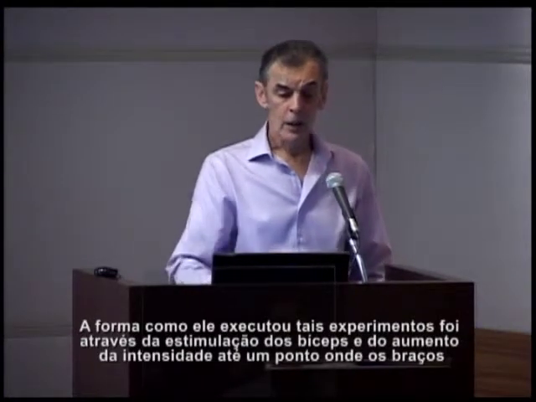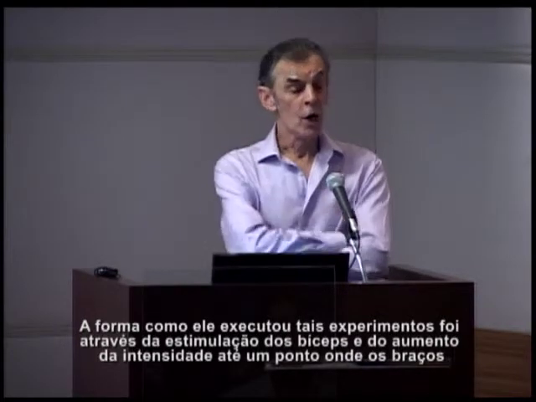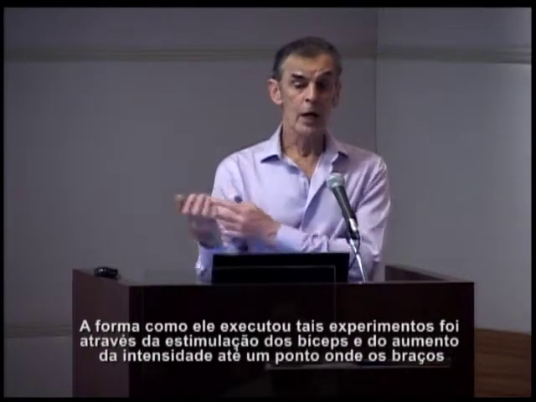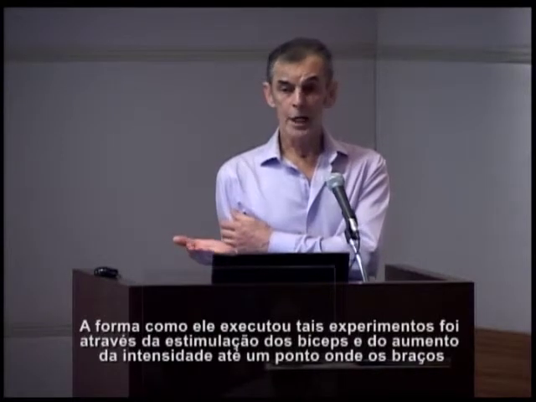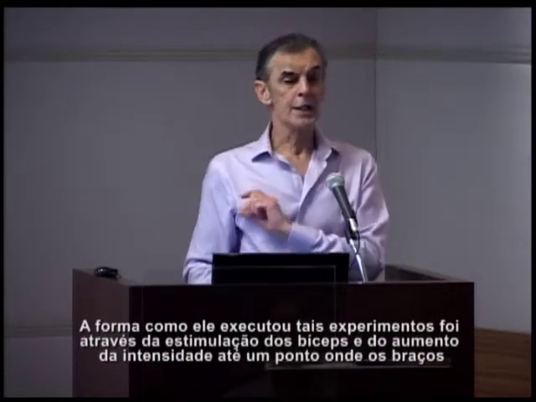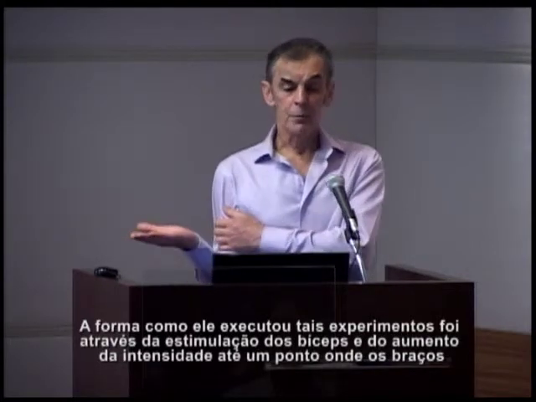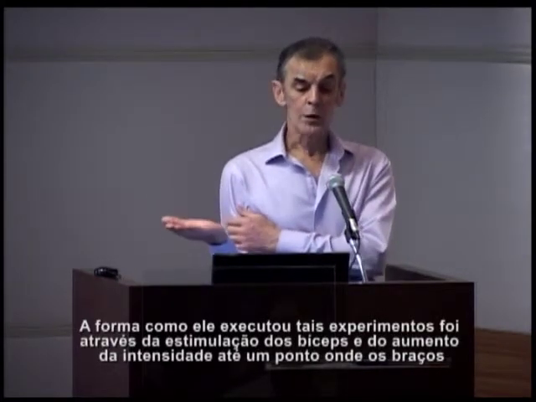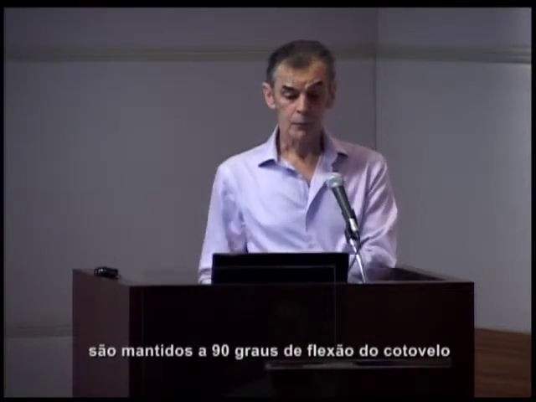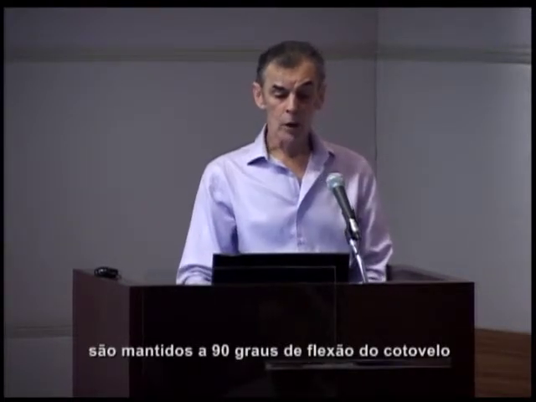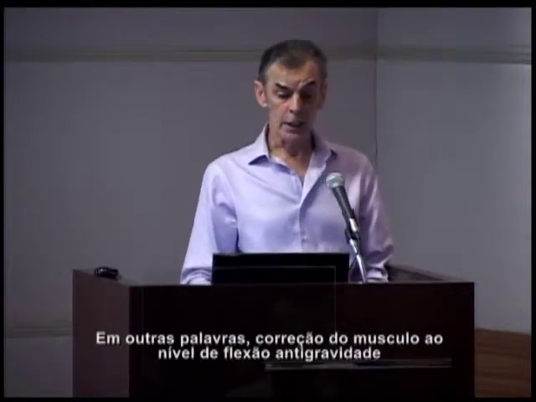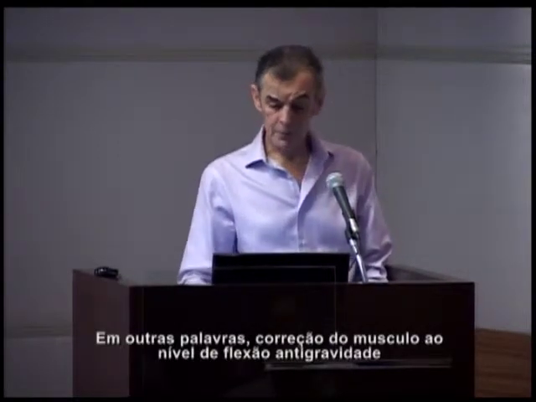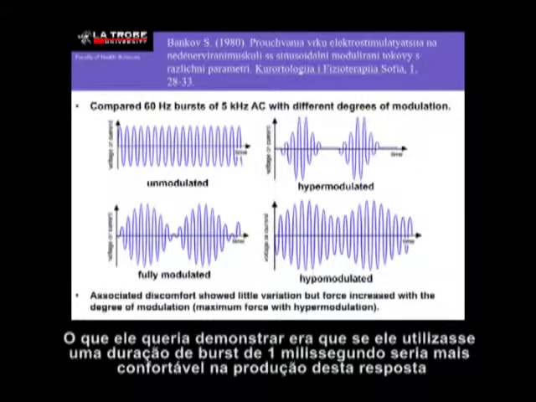And the way he was carrying out these experiments was by stimulating the biceps and turning up the intensity to the point where the arm was maintained at 90 degrees of flexion at the elbow. In other words, an anti-gravity flexion level of muscle contraction. And what he was able to demonstrate was that if he used a burst duration of 1 millisecond, then that was most comfortable for producing that response.